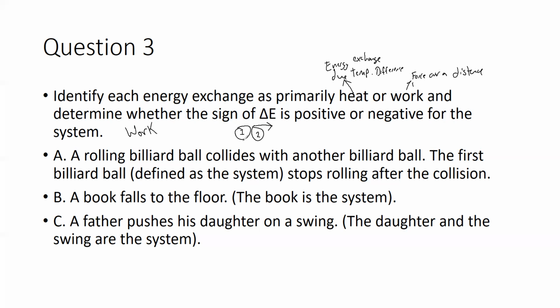And if the first billiard ball is the system, the sign of energy was negative because it gave that energy to billiard ball number 2, which caused number 2 to move. So billiard ball number 1 was doing work, and it lost energy. Now, there is a little bit of heat energy due to friction. That is correct. Just a little bit, though. The majority of this work, or the majority of energy exchange, was due to work.